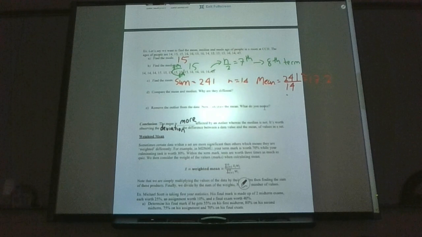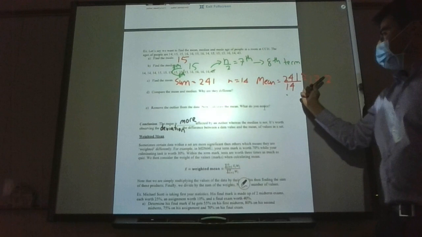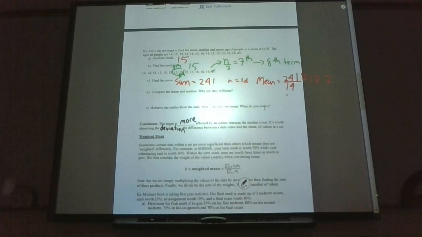So going back to this example up here, if this is our mean, the deviation is simply 14 minus 17.2, 16 minus 17.2, 45 minus 17.2. It's just the difference between the value and the mean. That's all it is. Everyone okay with this so far?